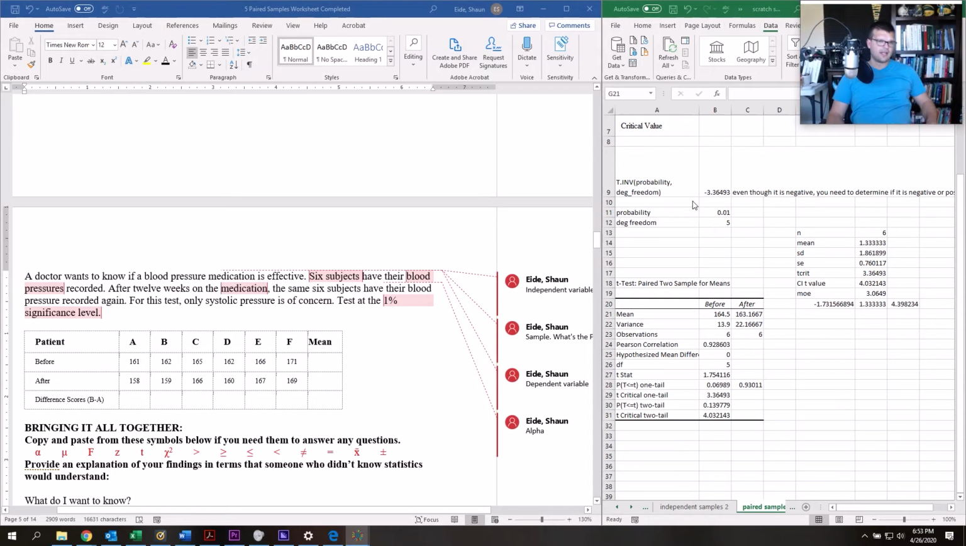Okay, this is a lesson on paired samples hypothesis testing. This is the second question that we're going to go through, and we're going to try to go through this pretty quickly.